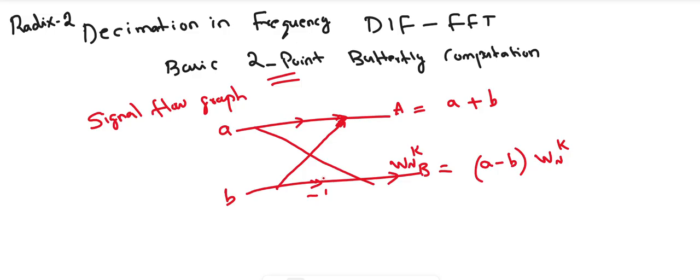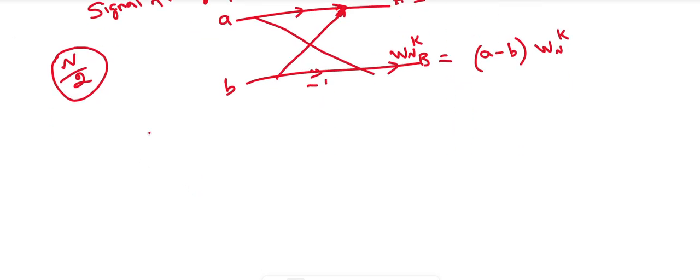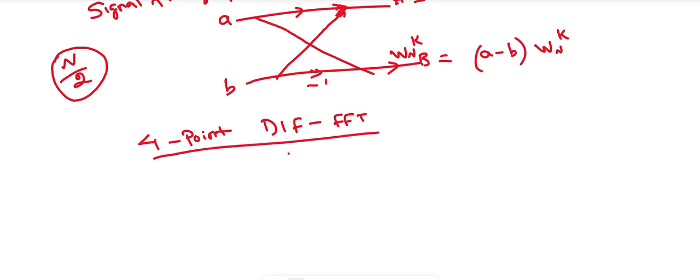So in radix 2 FFT, we know that N by 2 butterflies per stage are required to represent the computational process. Now the 4-point decimation in frequency FFT algorithm we'll see.